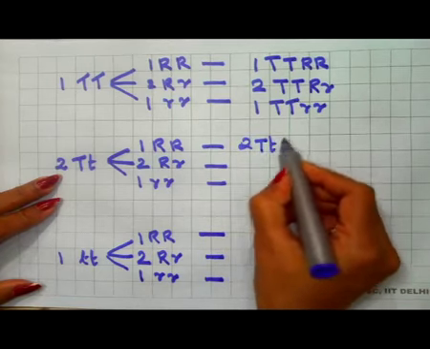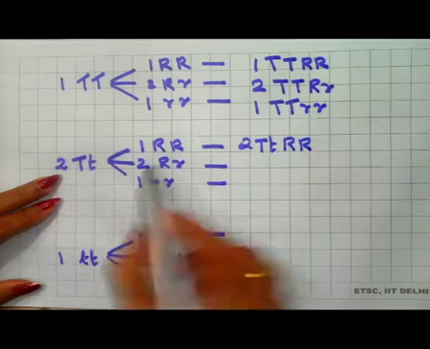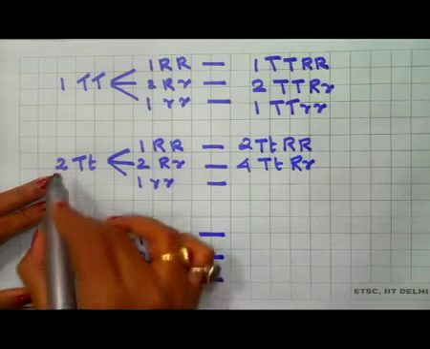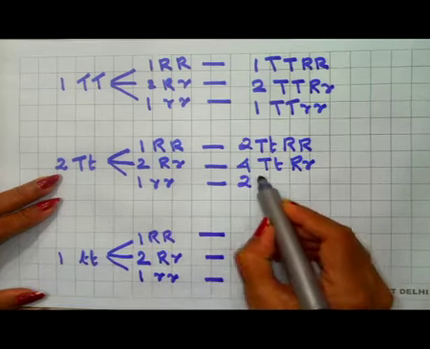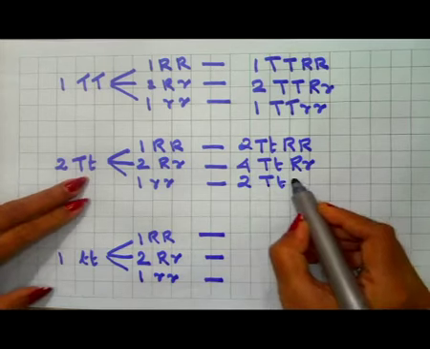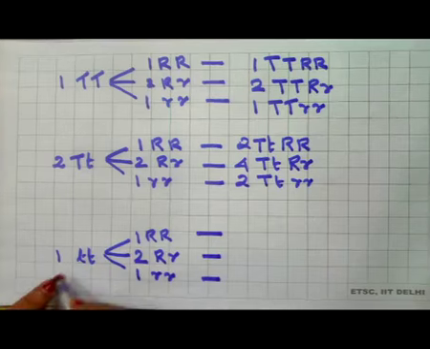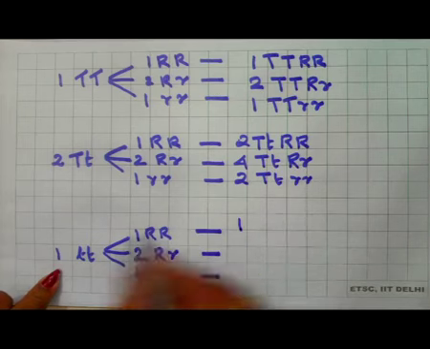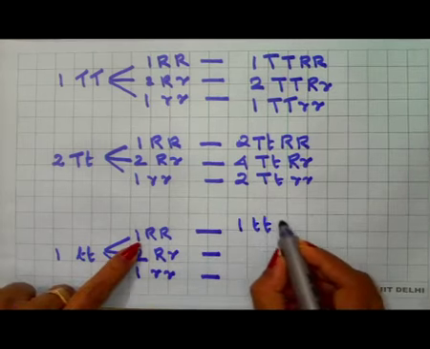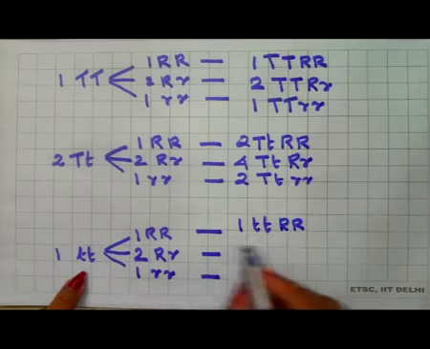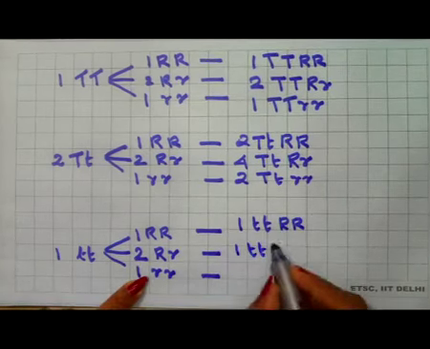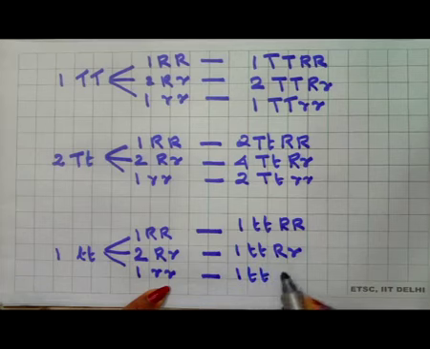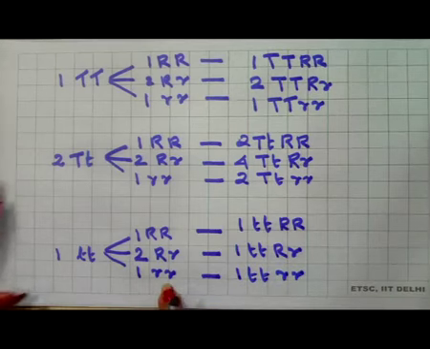Here it is 2 into 1, 2 capital T, small t, capital R. 2 into 2 is 4, capital T, small t, capital R and small r. Here it is 2 into 1, again 2 capital T, small t and small r combination. Then here it is 1 into 1, 1 small t and capital R. 1 small t, capital R, small r. 1 into 1, 1 small t, then again small r here.